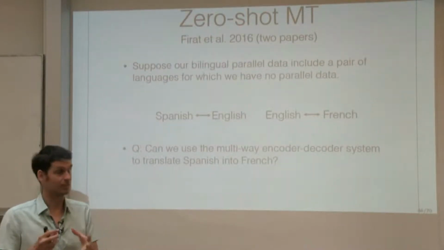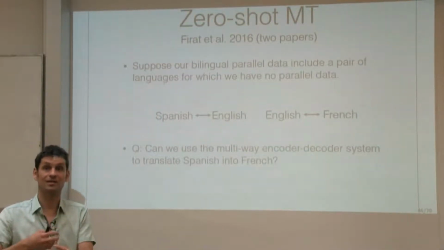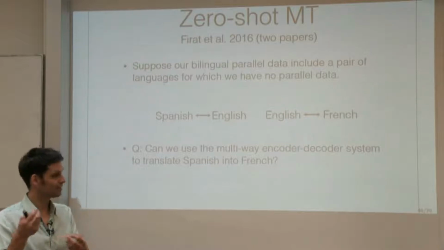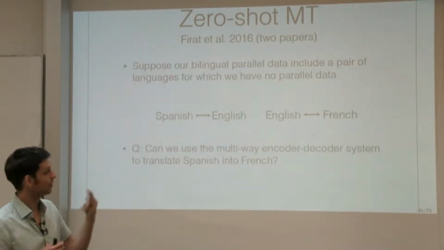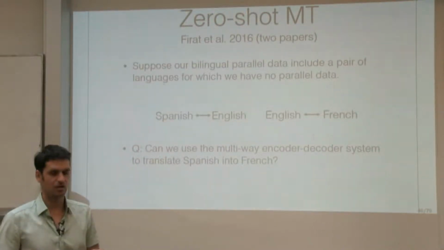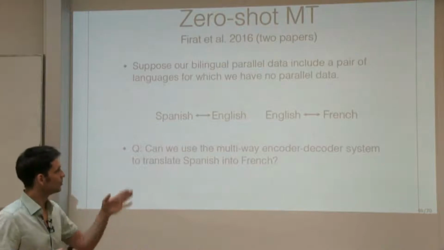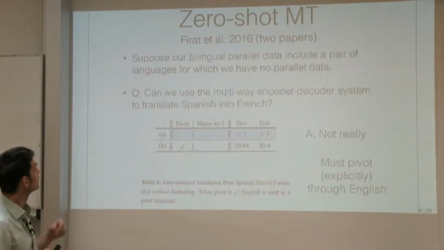We can run the same system twice, feed it with Spanish, obtain English, and then take the same system and feed it with this intermediate English and obtain the final French. So that is pivoting with a multilingual system. But the zero shot is different. The zero shot is that you directly ask the system to produce the French output. So here are the scores.